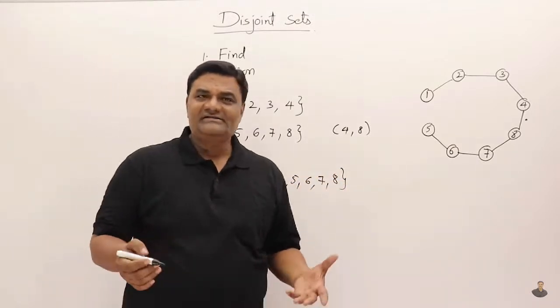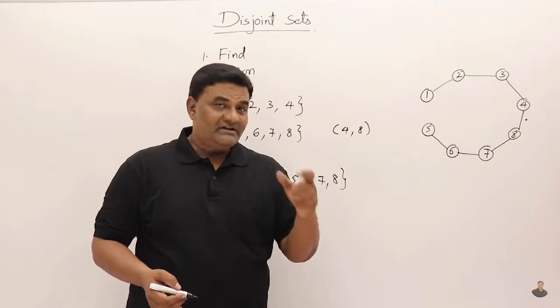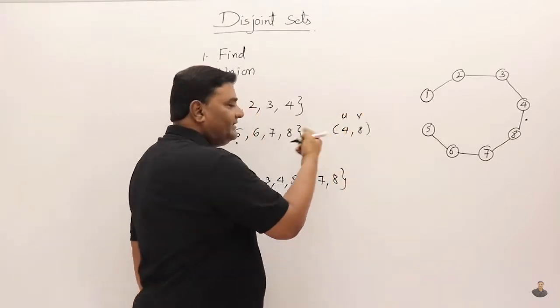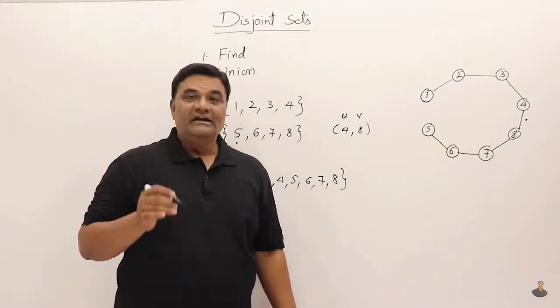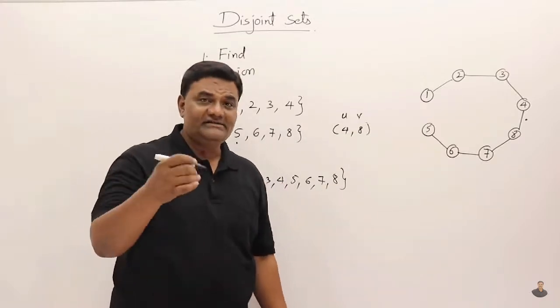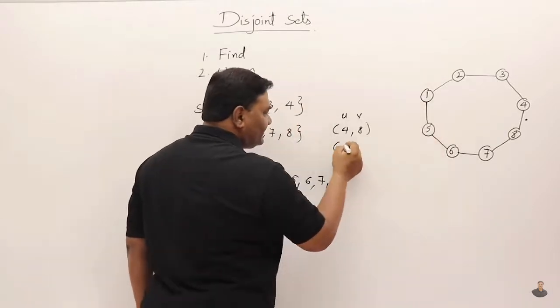This is the union operation. In mathematics we simply perform union on two sets, but here there is a reason for performing union. What is the reason? If there is an edge u, v, find out which set u belongs to and which set v belongs to, and if they belong to two different sets, then perform union of those two sets. This is the purpose of performing union. Now why are we doing this? Let us see next. I'll add one more edge, 1 to 5.